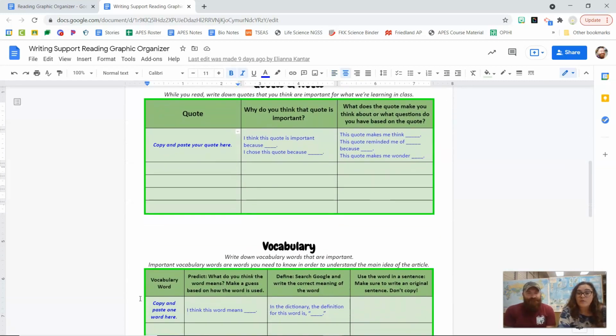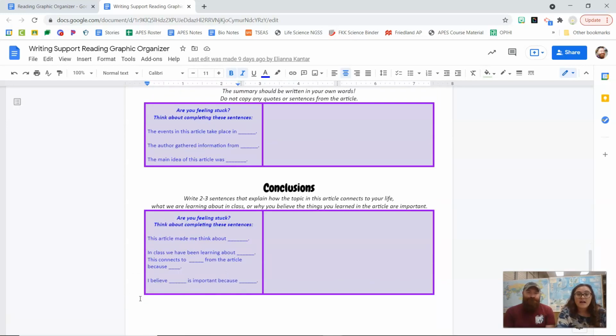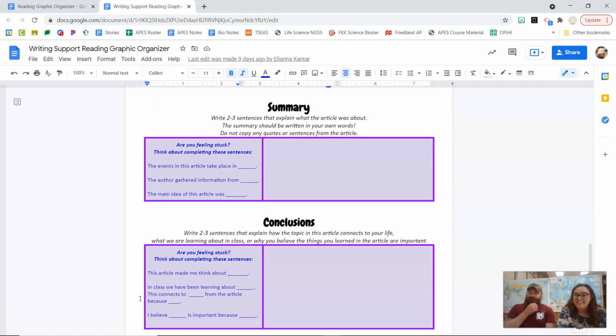For the quotes and the vocabulary, we included a series of frames to help them start thinking about why they chose that quote, what that quote is connected to, what it's making them think about, and then what they think, based on context, these words mean. You will find additional frames for the summary and the conclusions, and all of these frames can be used. You can add your own, or you can let your students choose from them and only use the ones that they think fit that specific article.